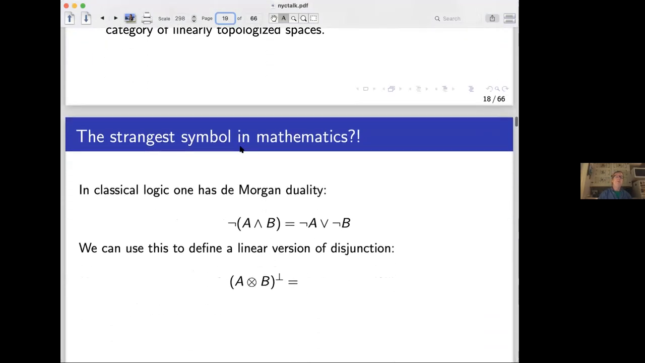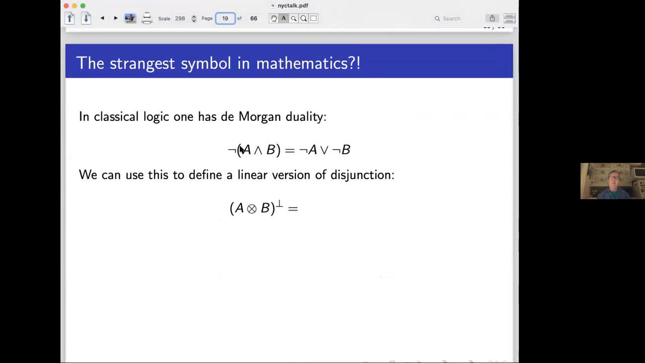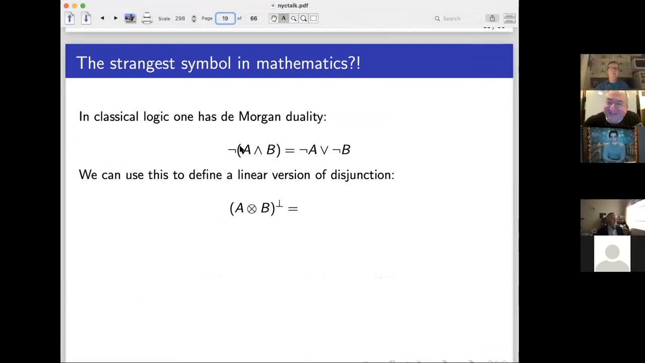Okay, so I realize I'm probably getting myself in some trouble here because this is being recorded. If someone was malicious, they could mail this to France and get me in huge trouble. But I wanted to show you something that I think is pretty funny. The strangest symbol in mathematics.